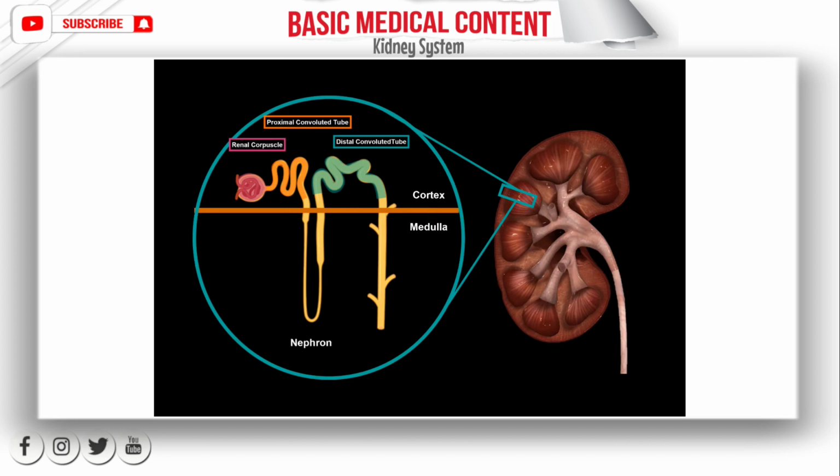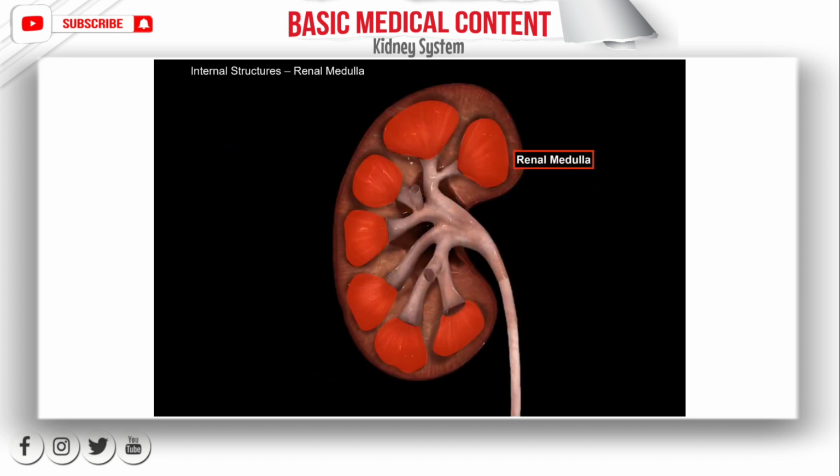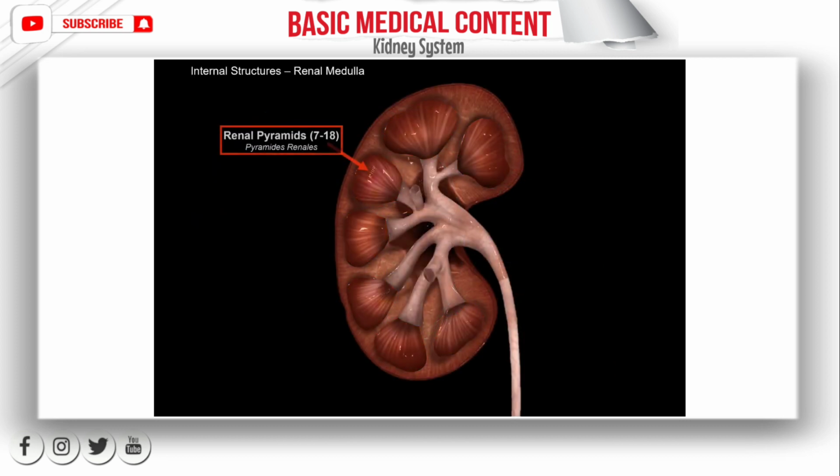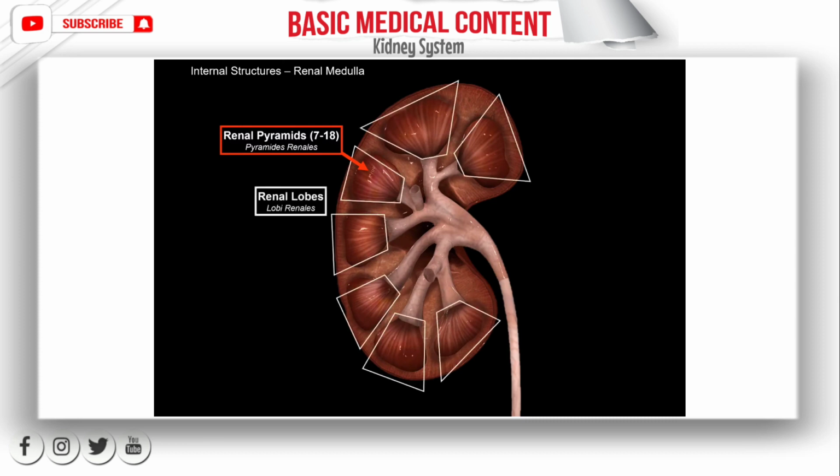The rest of the nephron is in the medulla. So let's talk about the medulla a little bit. The renal medulla consists of these renal pyramids. There are about 7 to 18 of those within one kidney. And here comes a tricky thing with these pyramids. Each of these pyramidal structures, together with the adjacent cortex, will form lobes we call renal lobes.